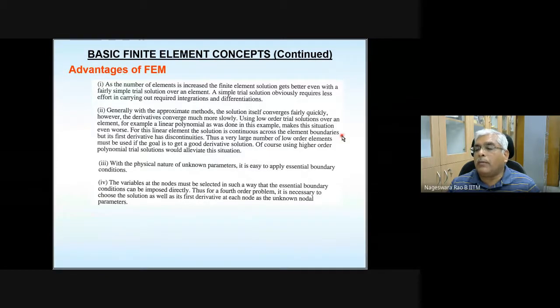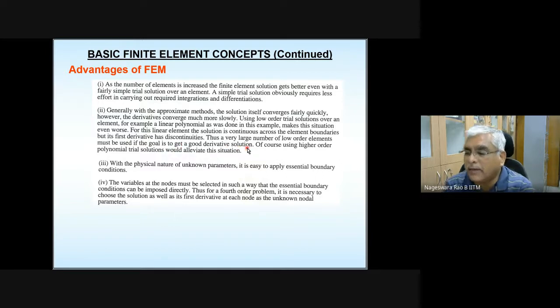For a two-node element, the solution is going to be piecewise linear, whereas derivative of solution is going to be discontinuous at the element edges. Thus, a very large number of lower order elements must be used if the goal is to get a good derivative solution.